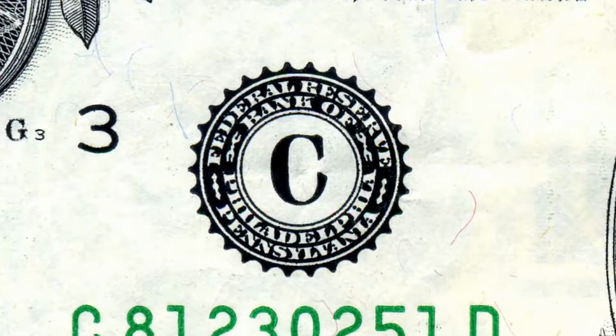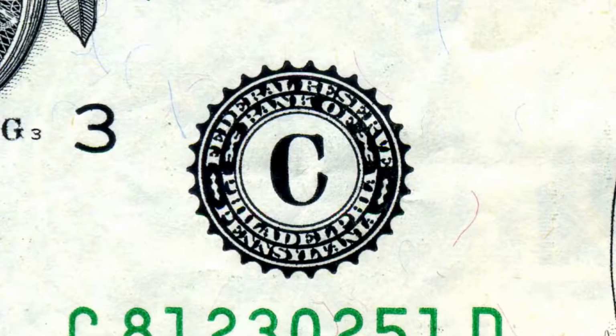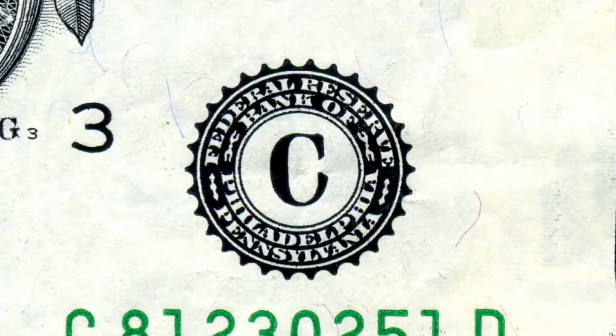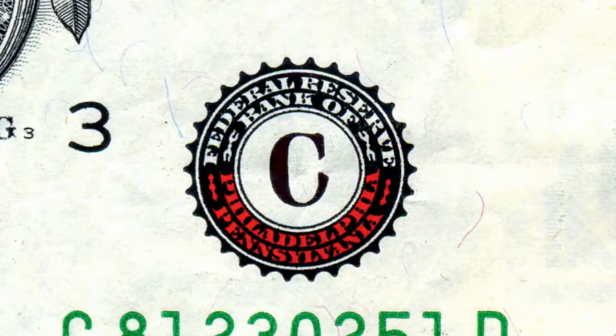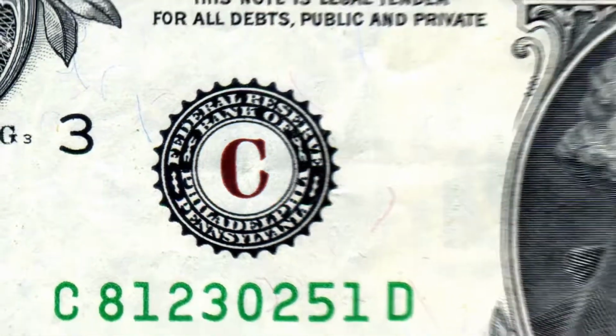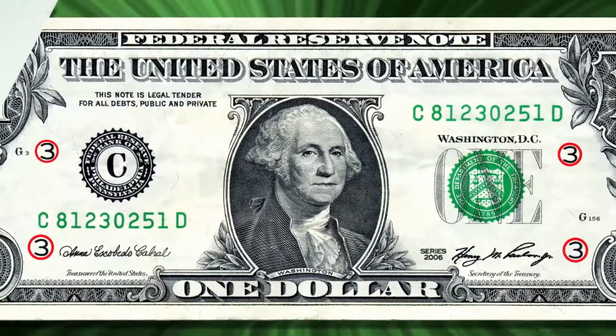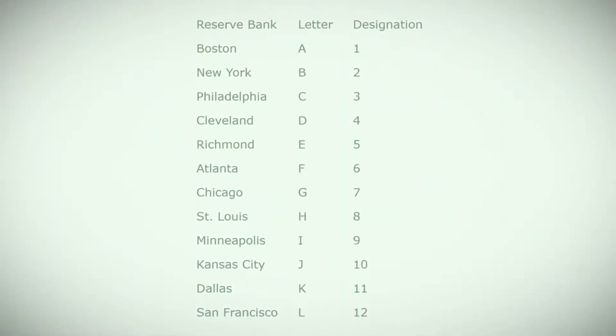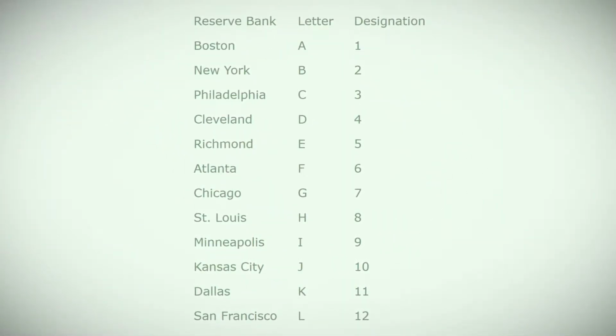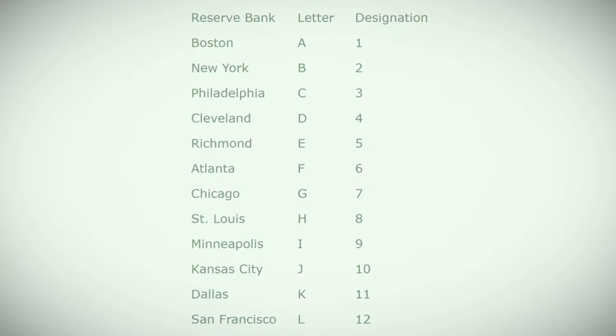This is the Federal Reserve seal. If you're interested in knowing which Federal Reserve Bank printed your bill, you can either check out the writing at the bottom of the seal, find out from the letter in the middle, or refer to the numbers scattered around the note. The letters and numbers correspond to different locations as shown here. Pause now to learn them in case one comes up in a future general knowledge quiz.